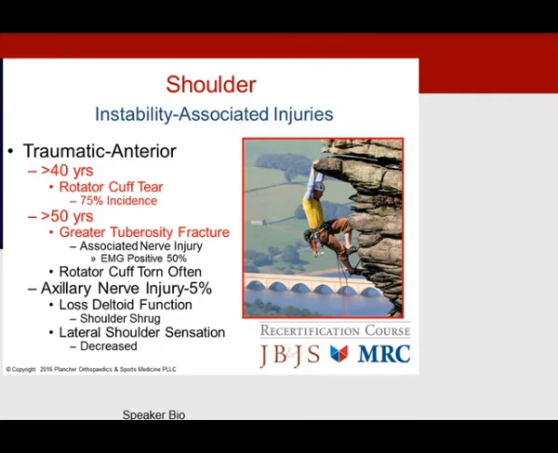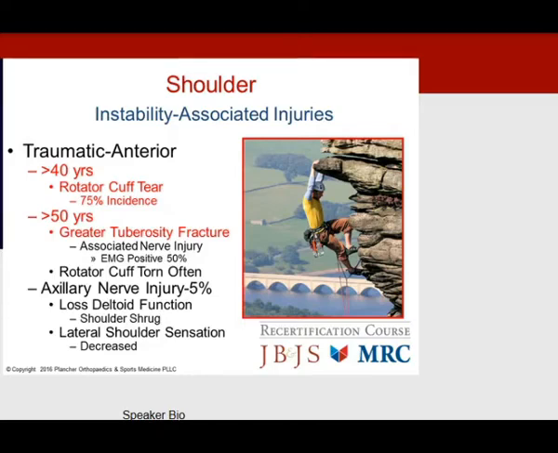The associated injuries with instability are important. If you have a patient greater than 40 years of age, I want you to remember that the rotator cuff is more often than not torn. And if you have someone older than that, at 50 years of age, think of the non-displaced greater tuberosity fracture and look for it. The axillary nerve, while we check it in the office and in the emergency room, and loss of deltoid function by seeing no shoulder shrug, is not commonly injured, but does appear about 5% of the time, and we can test for it by feeling the lateral side of the shoulder and its sensation, which might be decreased.